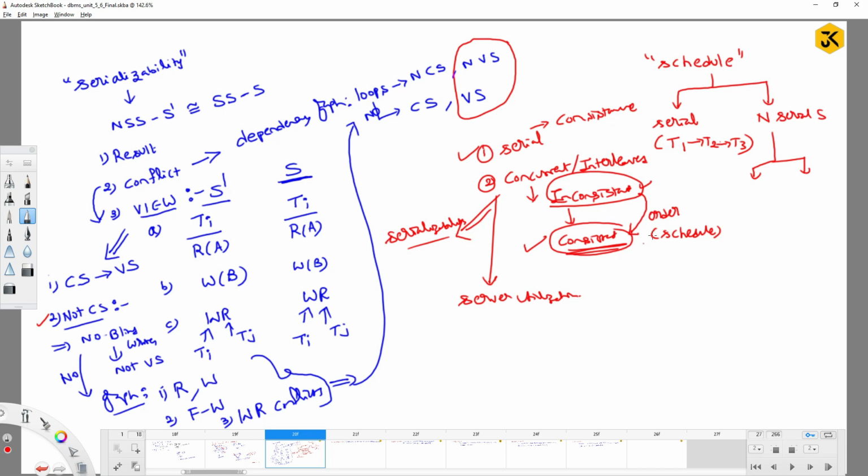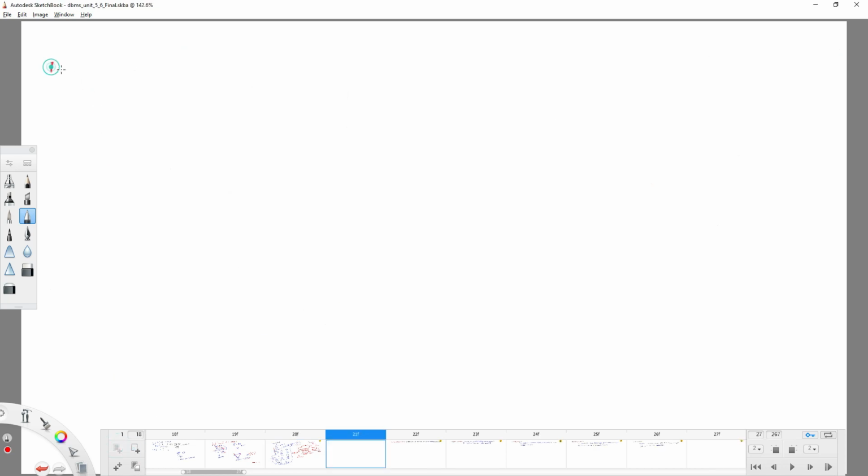Again, this non-serial schedule is classified as serializable and non-serializable. Serializability is a property meant to define whether a particular non-serial schedule is equivalent to a serial schedule or not. For that, we have seen the serializability property. Now in today's class, we'll see further various kinds of non-serializable schedules. What is the meaning of non-serializable schedules?